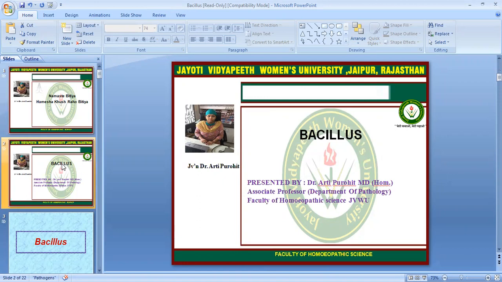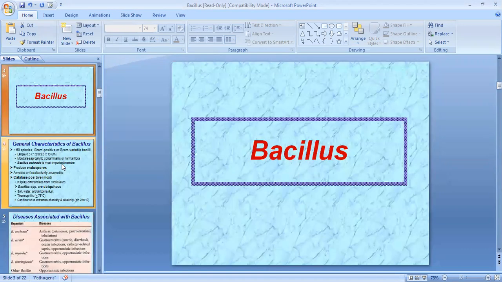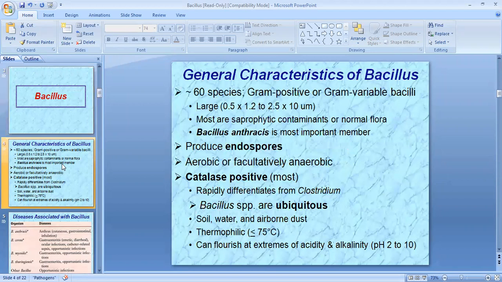Today we are going with a new topic, that is the Bacillus. Bacillus is a bacteria having two species which are very important. One is Bacillus cereus, which is causing diarrhea, and the second one is Bacillus anthracis, which is responsible for anthrax. First, we'll talk about the general characteristics of the Bacillus.